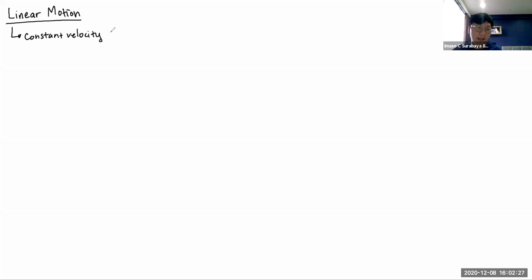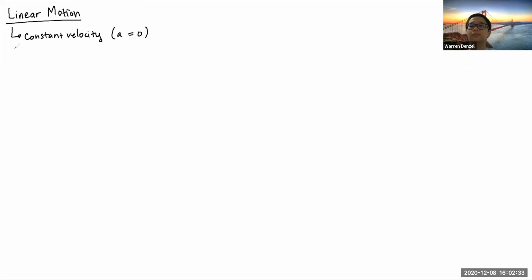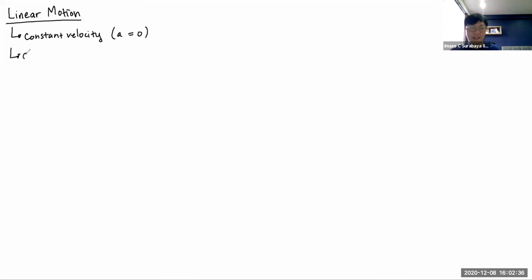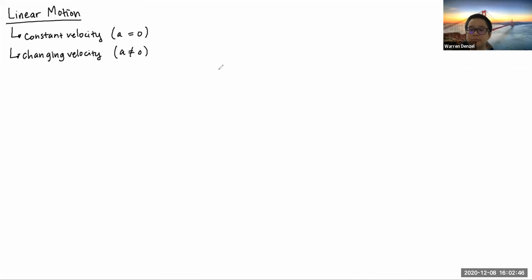Okay, so I have divided this into two categories. First one is linear motion with constant velocity. Constant velocity means the acceleration is 0, right? And then the second one is changing velocity. Changing velocity means the acceleration is not 0.